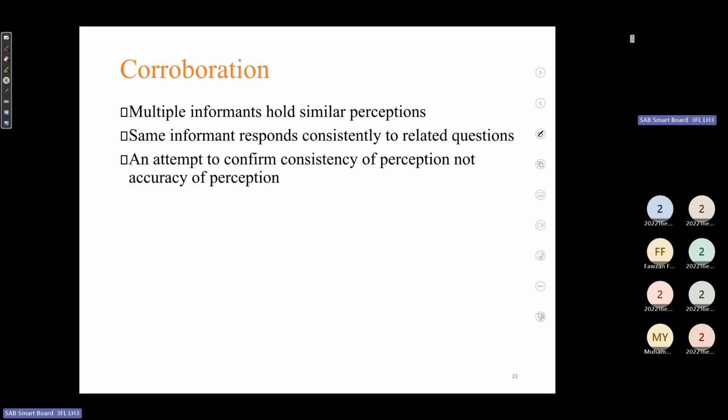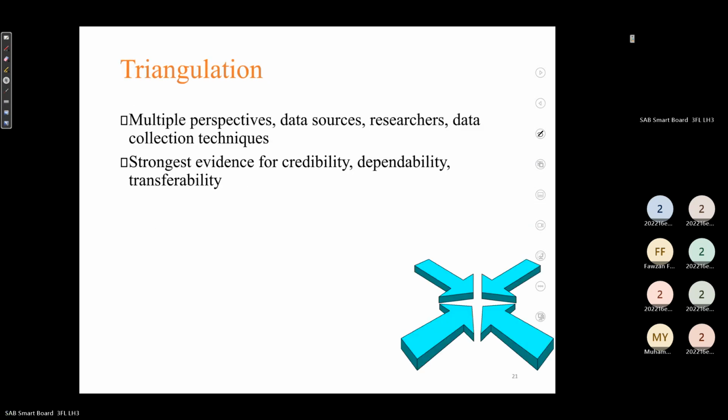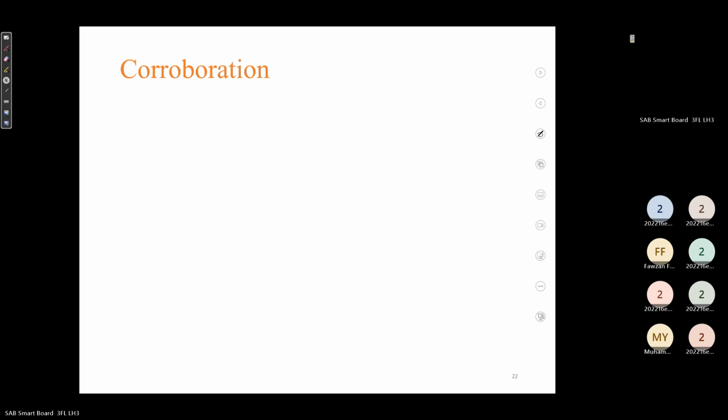And with this, we'll finish. The last thing I'm going to discuss is triangulation and corroboration. I will give you a small task. Please tell me the difference between these two concepts, triangulation and corroboration, with an example.